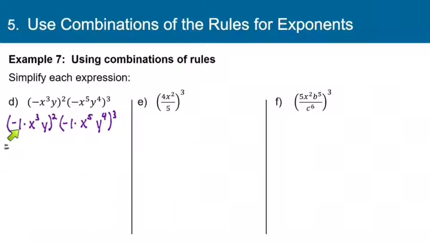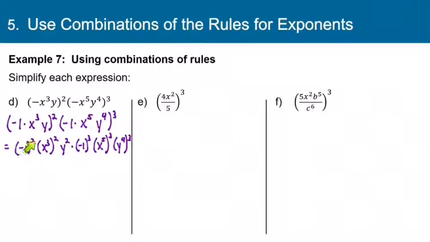So now what I'm going to do is apply these two outside exponents to everything inside their parentheses. So that's going to make negative 1 squared times x to the third squared times y squared. And then this one's to the third power, so that's going to be negative 1 to the third times x to the fifth to the third times y to the fourth to the third.